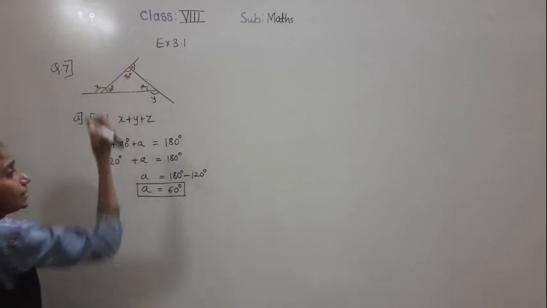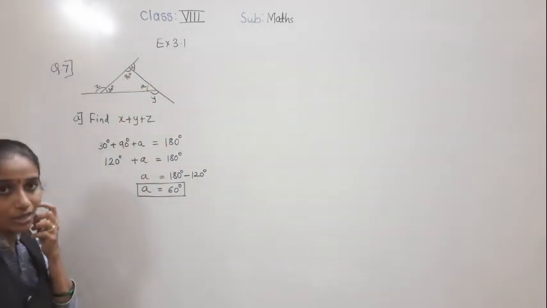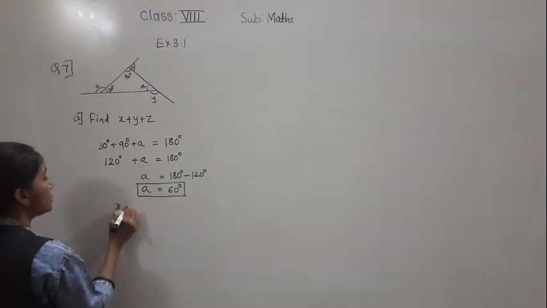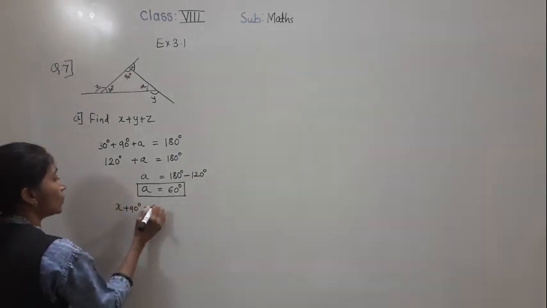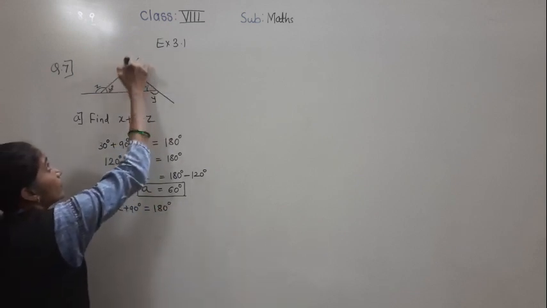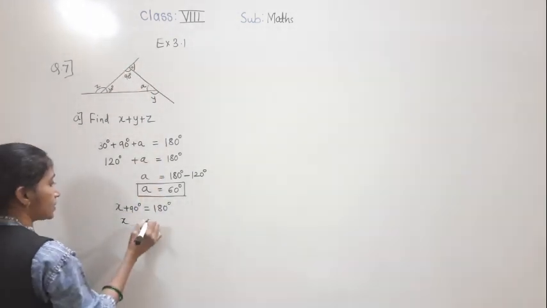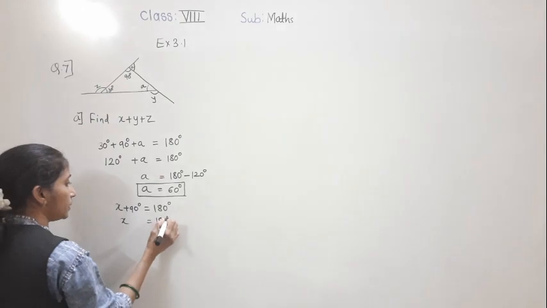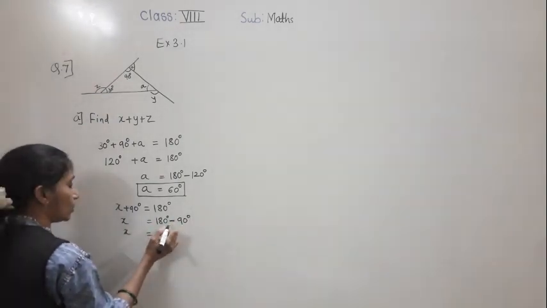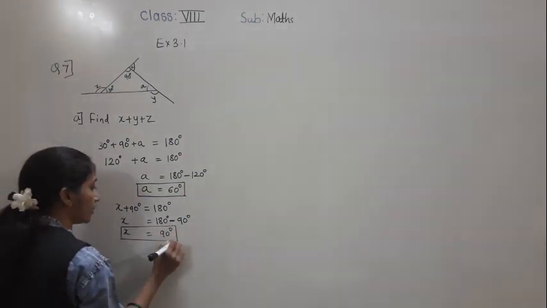Now x plus 90 is equal to 180 degrees. Why? Because see, it has formed a linear pair. Yes, these two angles are equal to 180 degrees. So x plus 90 degrees is equal to 180 degrees. Okay, so x is equal to 180 degrees minus 90 degrees. So x is equal to 90 degrees. So what did we get? Measure of angle x is 90 degrees.